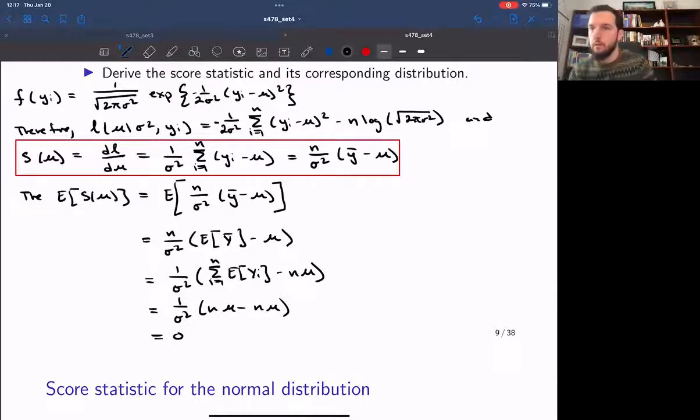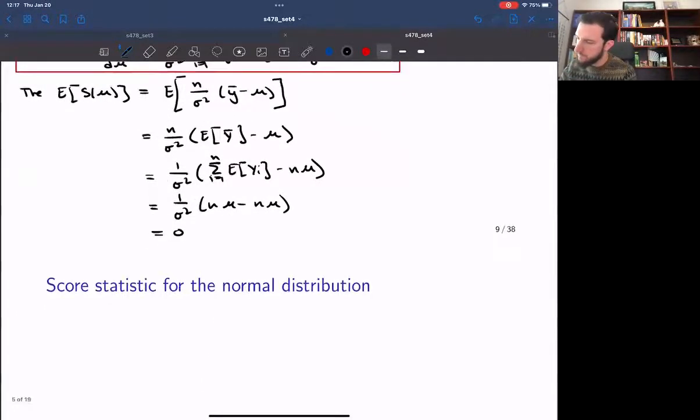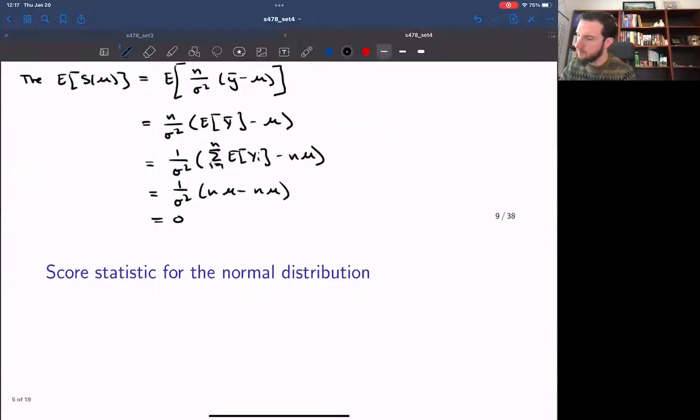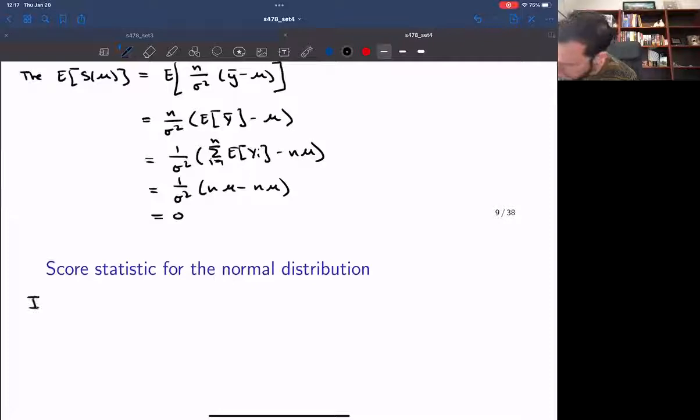Okay. And that's of course to be expected because we know that the expected value of a score function is 0. We just haven't seen it formally yet, but it's something that you can show using the properties of the exponential family that we derived earlier. Right. So that is zero, and then we can say the information function, which is the variance of the score function.